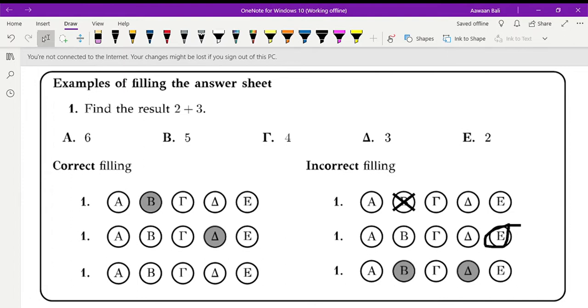So it says here, examples of filling the answer sheet. Now you'll get this paper, which I'm covering right now, and there'll be at least 5 options. And you'll have to have another sheet with the options alpha, beta, gamma, delta, eta, the first 5 letters in the Greek alphabet. And basically you're going to have to shade in the correct answer.